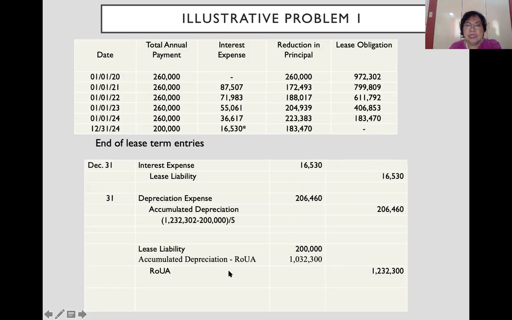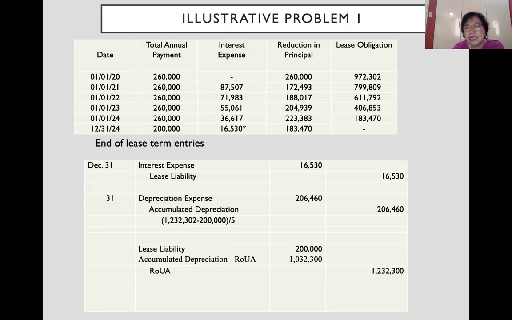1,232,300. Now, if ever the fair value of the asset is more than 200,000, the lessee will not benefit from that excess of fair value. Still, your entry will remain the same. There is no financial benefit that will be accruing to the lessee. Therefore, your entries will be the same.